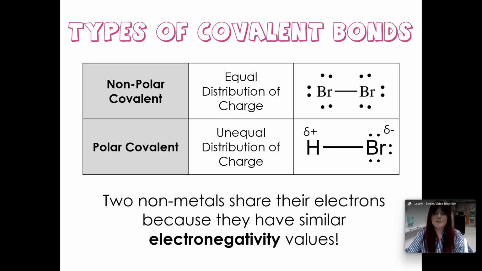So two nonmetals share their electrons because they have similar electronegativity values. They're similar. They might not be the same, like in a nonpolar covalent bond, but they're still pretty close, so they could still share. Now, what if they have electronegativities that are very different, opposite sides of the periodic table? Well, that's when I have an ionic bond. One atom steals the electron from the other. The nonmetal steals the electron from the metal.